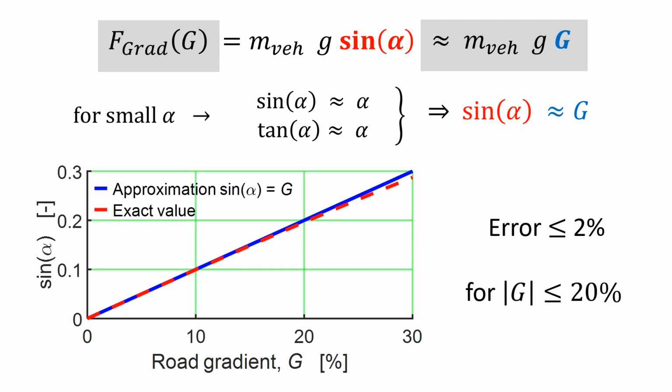By plotting the approximation and the exact equation, we can see that they are almost exactly the same for low road gradients. Up to 20% gradient, the error is smaller than or equal to 2%, and even above 20%, the approximation is accurate enough for many purposes.